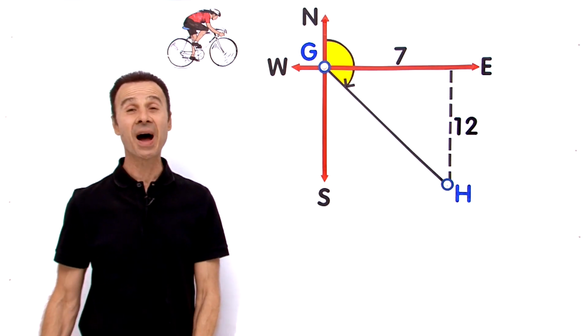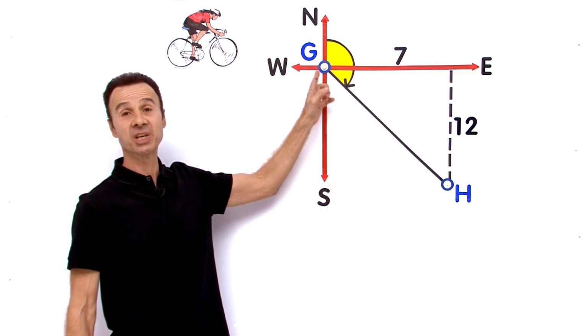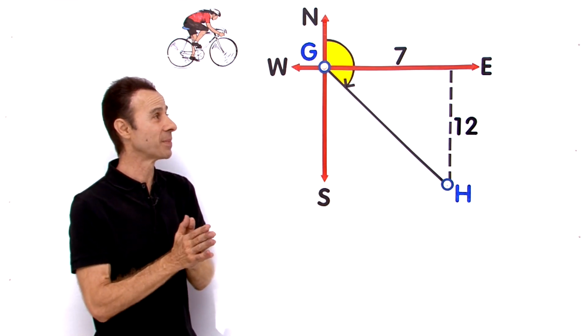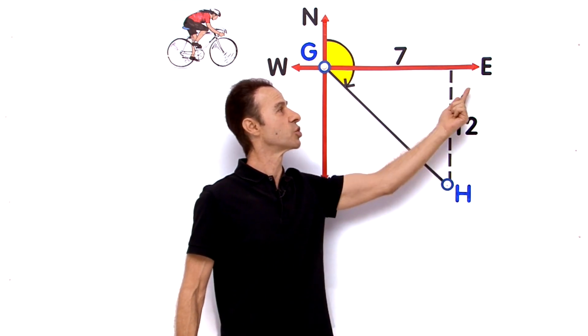All right, let's find the bearing of Bianca's home from the gym where she is right now. We want to find that bearing. So let me just read you the question. Bianca leaves her home and cycles due north 12 kilometers, then 7 kilometers due west.